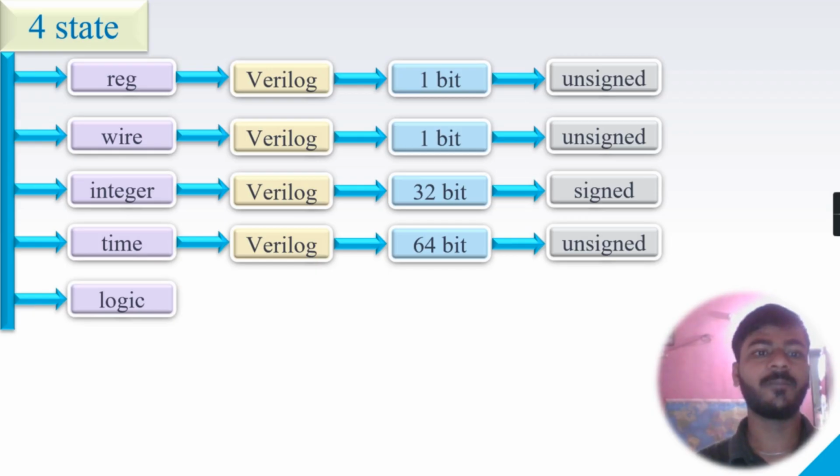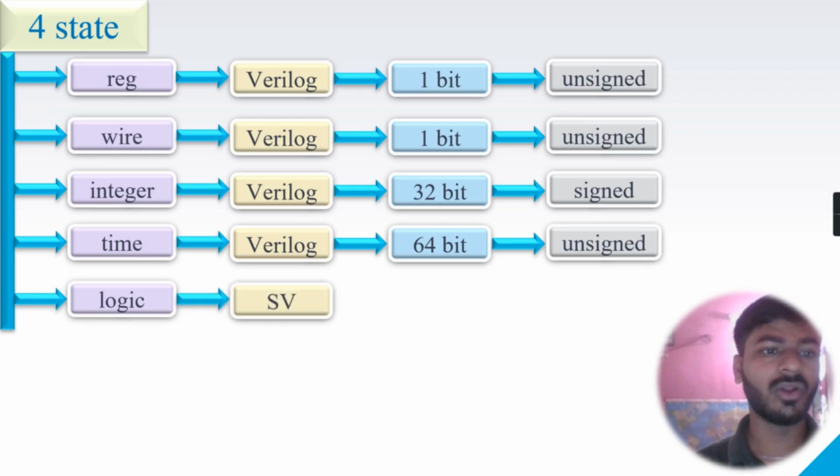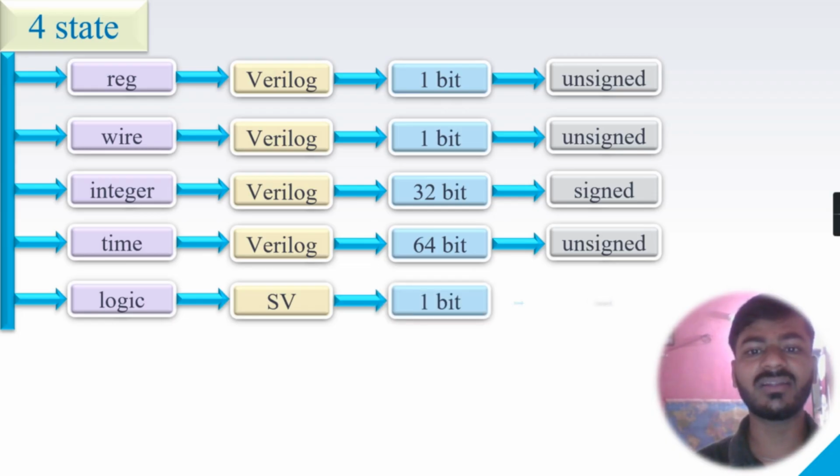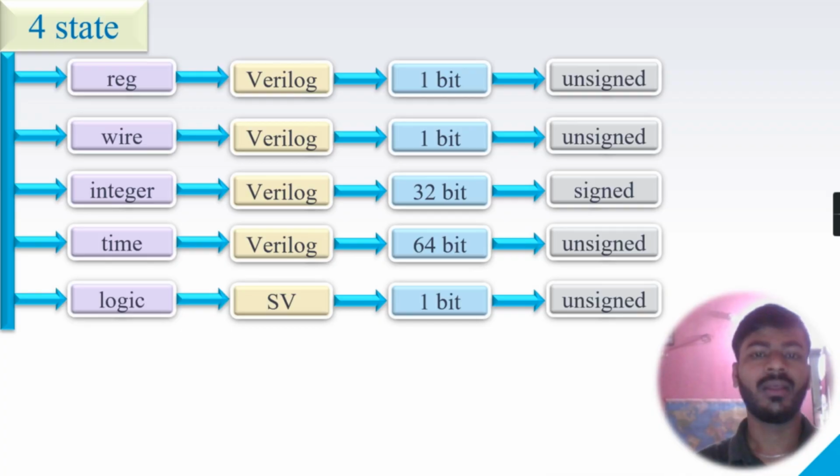Now the next data type is logic. Only logic is the four-state data type which belongs to the SystemVerilog language. Its width is 1 bit, and it is an unsigned type.